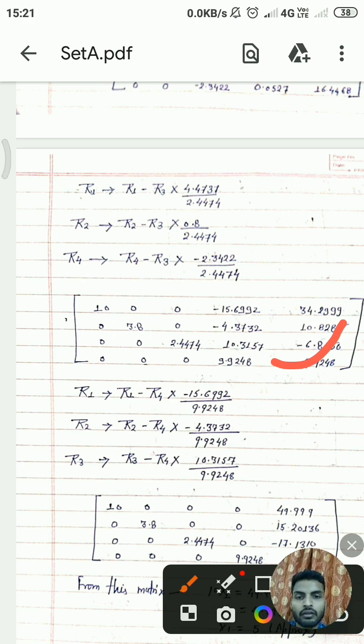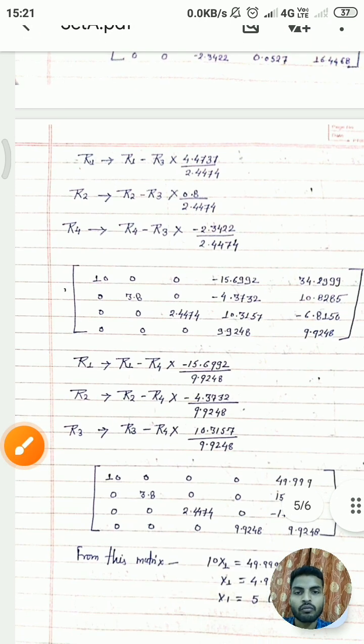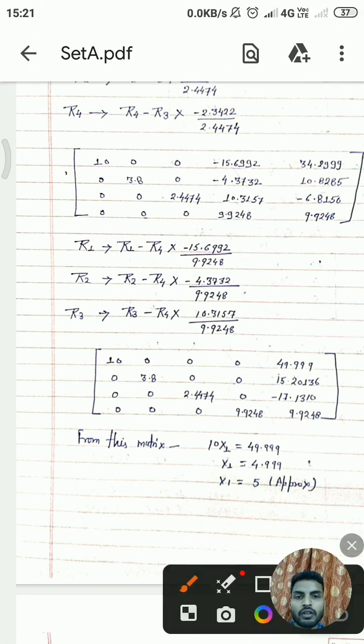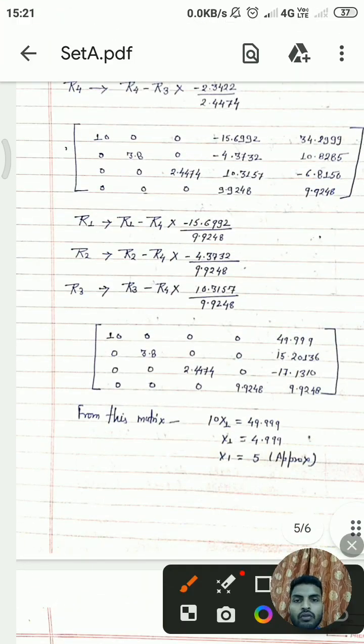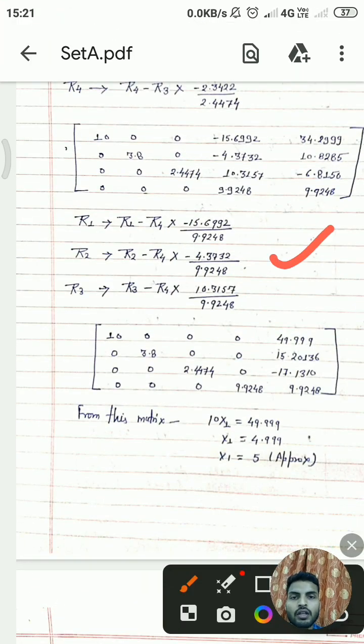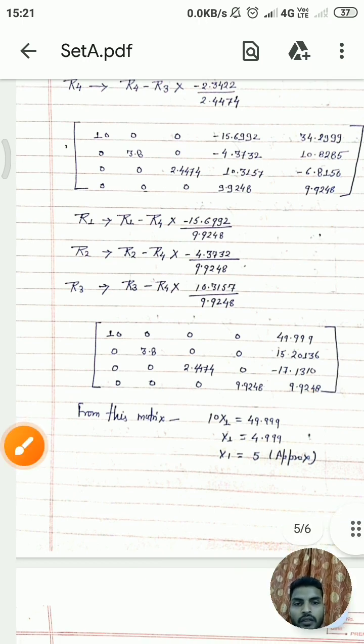Again, we change row 1 to R1 minus R4 times 15.916992, and R2 equals R2 minus R4 times minus 4.3732 upon 9.9248. Okay, so we find the matrix. After solving the whole equation, we get matrix A.